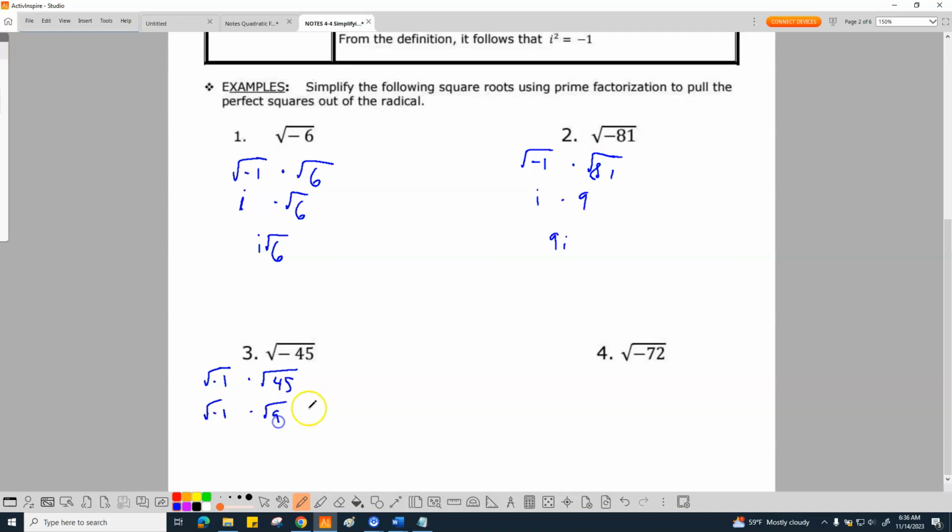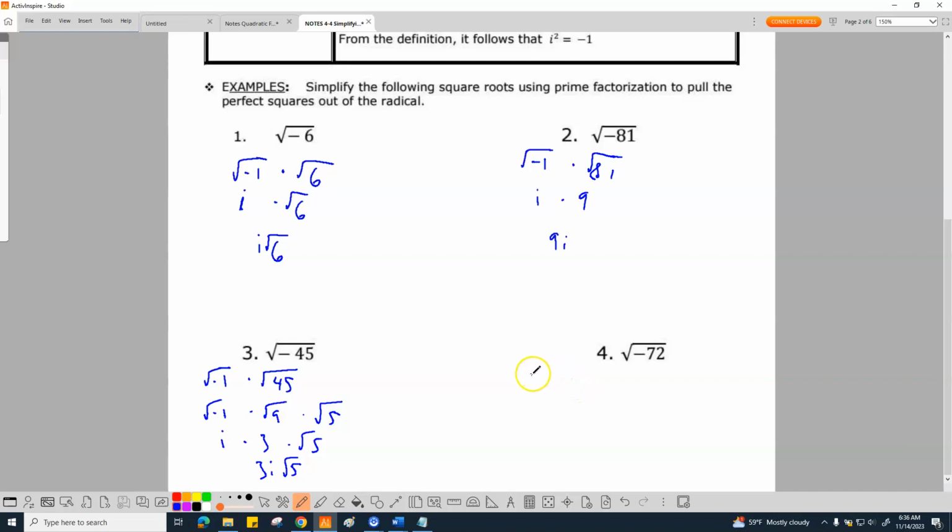Let me do this. 45 can break down into the square root of 9 times the square root of 5. Square root of -1 breaks down to i. Square root of 9 breaks down to 3. And the square root of 5 does not break down at all. So that leaves us 3i square root of 5. Notice the order: number, i, and then the radicals.